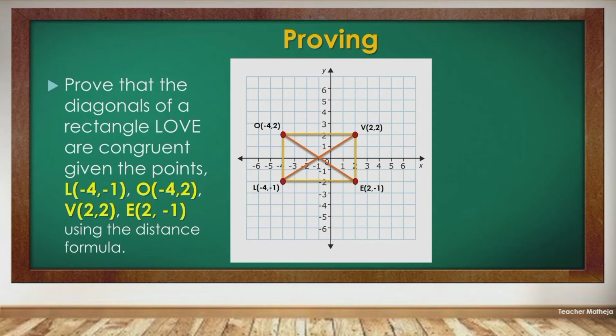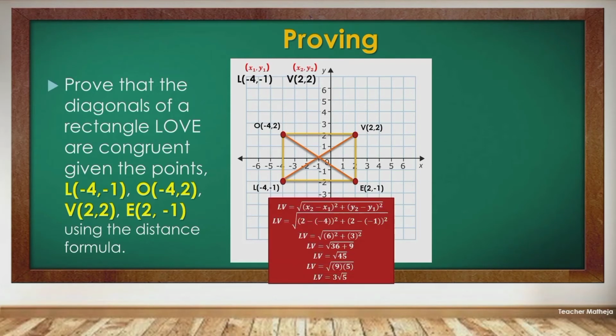Now, to prove that the diagonals are congruent, let us use the distance formula. So let's start first from point L to point V. First diagonal, we have x sub 2 is 2 minus x sub 1 is negative 4, so 2 minus negative 4, that means addition, so that's 2 plus 4 is 6. Then we have y sub 2 is 2 minus negative 1, that means addition, so 2 plus 1 is 3.